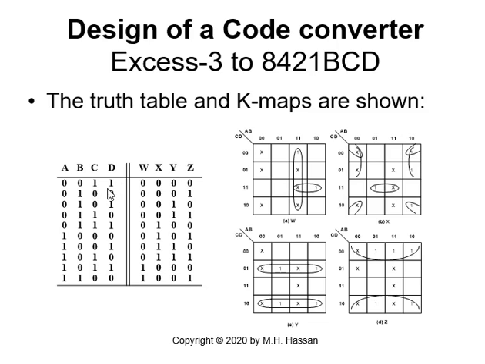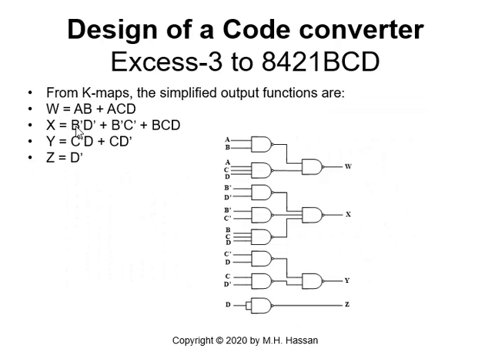So I have 0011 should give me 0000. Those are 0 to 9 because those are binary coded decimal. And this is x3, which is corresponding to 3 to 12 in decimal. So we will have one map for W, one map for X, one map for Y, and one map for Z. And if I plot, I will simplify the functions as we learned. So we'll have W, X, Y, Z as shown here.